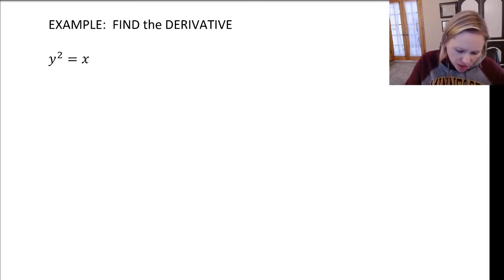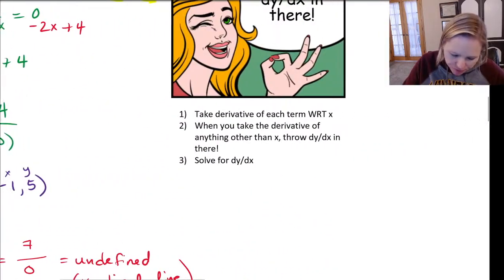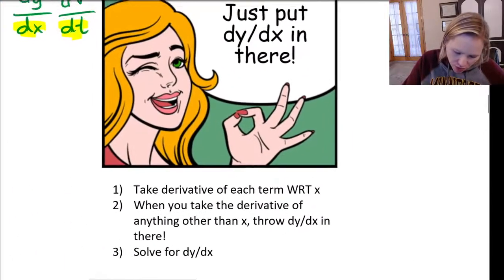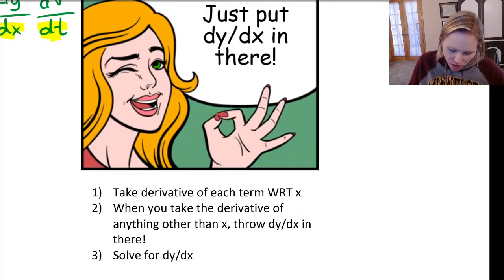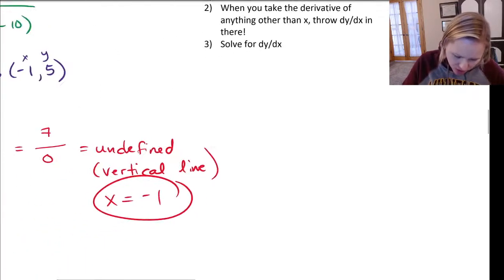So remember, here are our steps, and let me review them on the screen if you want to pause and write them down. Step 1, take the derivative of each term with respect to x. When you take the derivative of anything other than the x or whatever variable's in the bottom, throw a dy dx in there. 9 out of 10 times it's x and y, but I'll show you one that's not x and y here too. So those are our steps. Now let's take a look at what it is when we apply them.